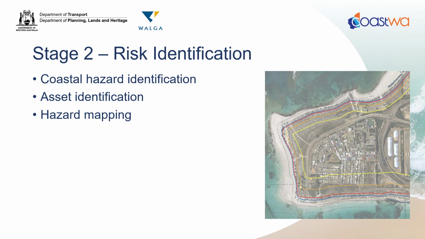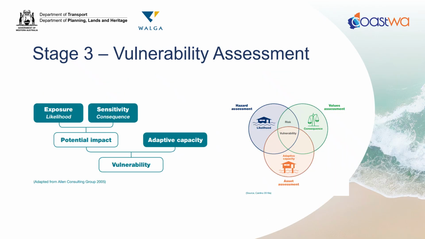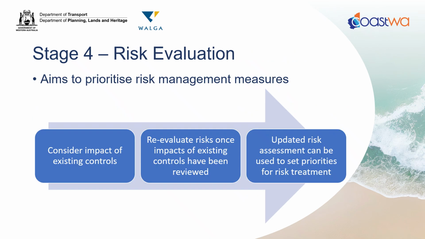In stage 2 of the CHARMAP process, we identify the risks. So this is where we complete the coastal hazard assessments and identify those relevant coastal hazards. We identify the assets and those assets which may be at risk of coastal hazards in the timeframes, and we complete hazard mapping. Stage 3 is then the completion of the vulnerability assessment. So we're using the coastal hazards, we're assessing the vulnerability of our assets to those coastal hazards.